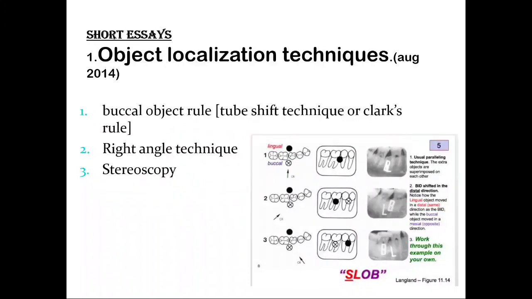Next is the right angle technique. In this, you take two projections placed at right angles to each other to localize an object in the maxilla or the mandible. One radiograph that you take is the periapical radiograph, to show the position of the object supero-inferiorly and antero-posteriorly. Next you take the occlusal radiograph, which shows the object's buccolingual and antero-posterior relationship. Then you compare the periapical radiograph with the occlusal radiograph so as to localize the object in a three-dimensional way. That is the right angle technique.